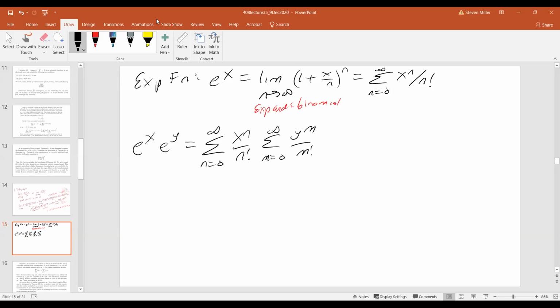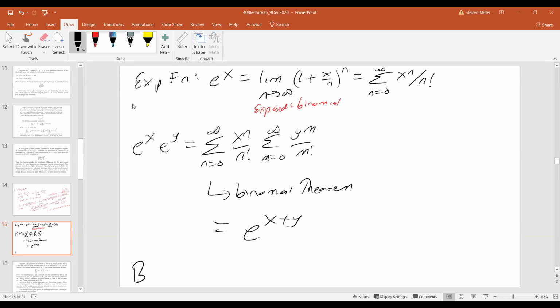We did do this as a problem. And then you show, using the binomial theorem, that it is the same as e to the x plus y. And if this wasn't true, then our notation would be horrible.